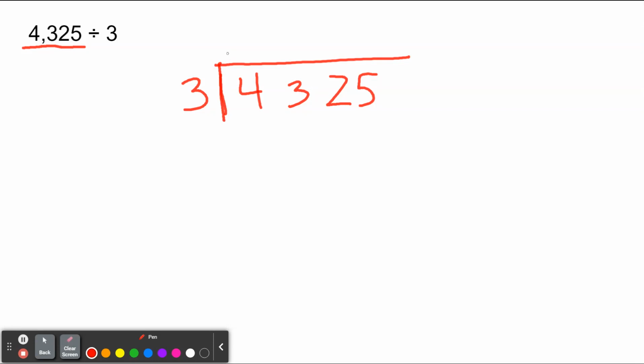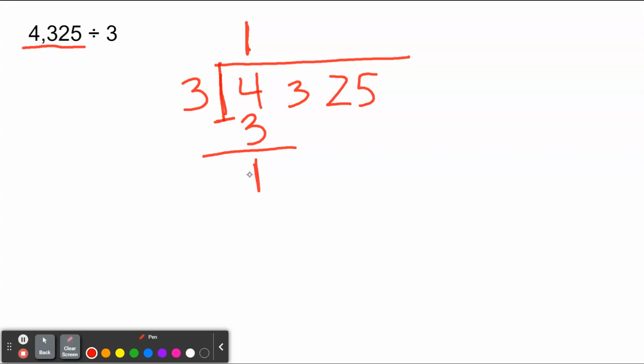So the first thing we need to do is we have 4,000s. We have to figure out how many times can those 4,000s be divided into 3 groups equally. So I can take 1,000 and I can divide that into my 3 groups. So that's going to give me 1 times 3, which means I used 3 of those thousands. Okay, so we've already used 3 of those thousands. Now I'm going to figure out how many thousands I have left over. So if I do 4 minus 3, that gives me 1. So I have 1,000 left over.